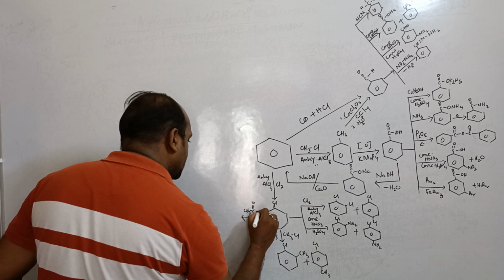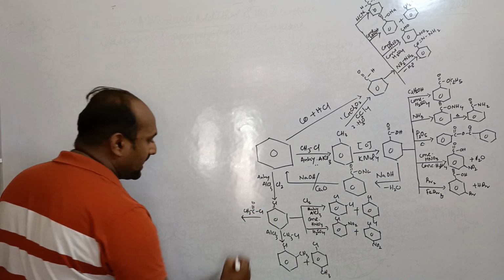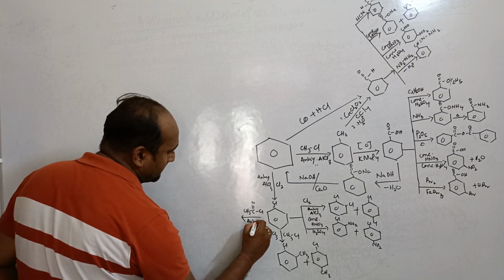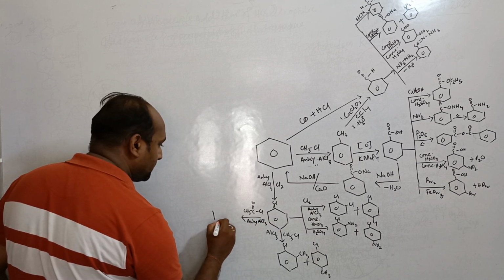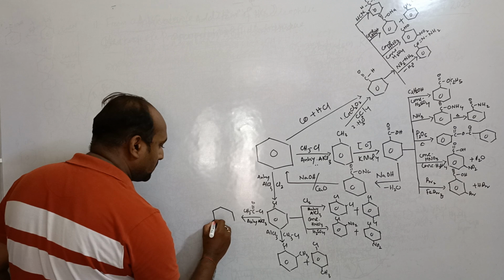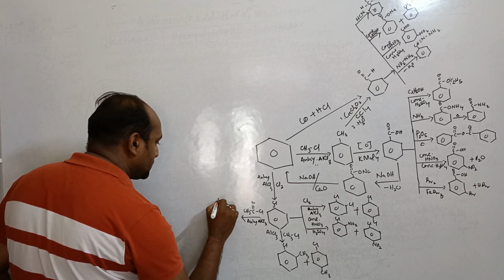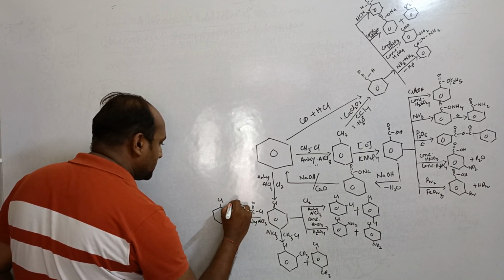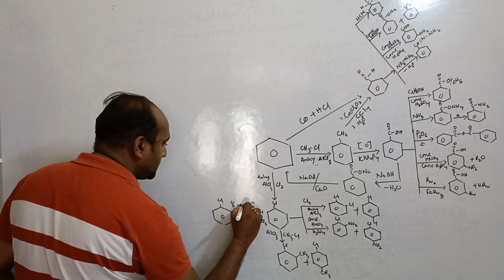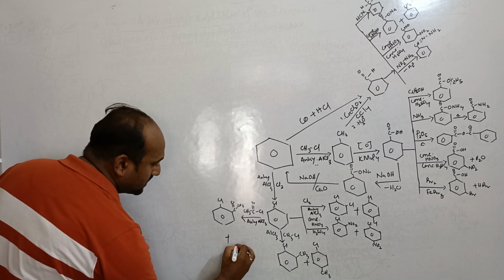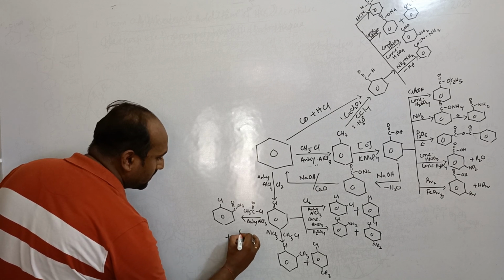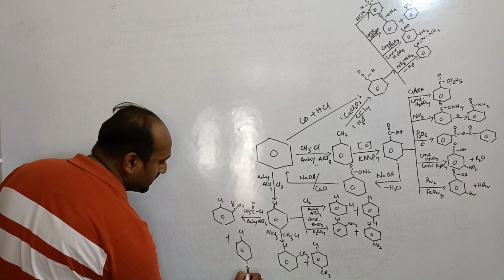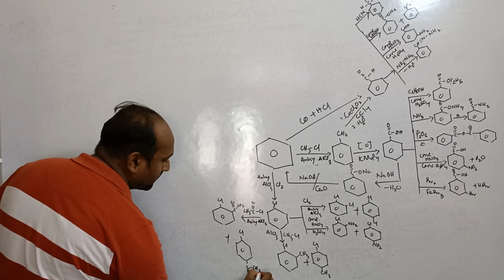Again, chlorobenzene is treated with acetyl chloride in the presence of anhydrous AlCl3 to form ortho-chloroacetophenone plus para-chloroacetophenone. Two isomers are formed. The para isomer is more stable than ortho. Okay.